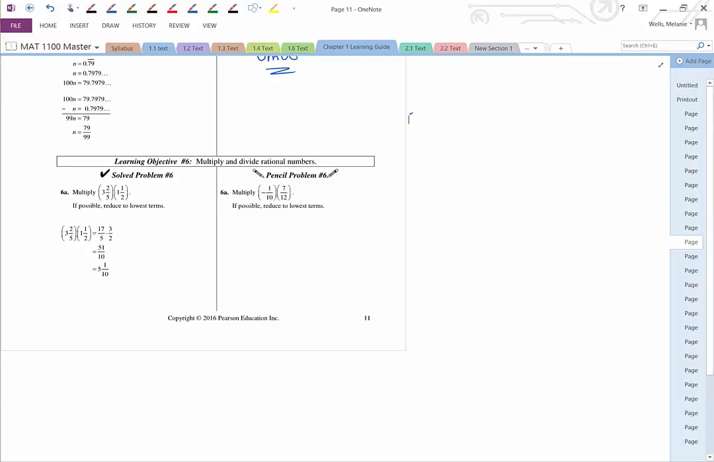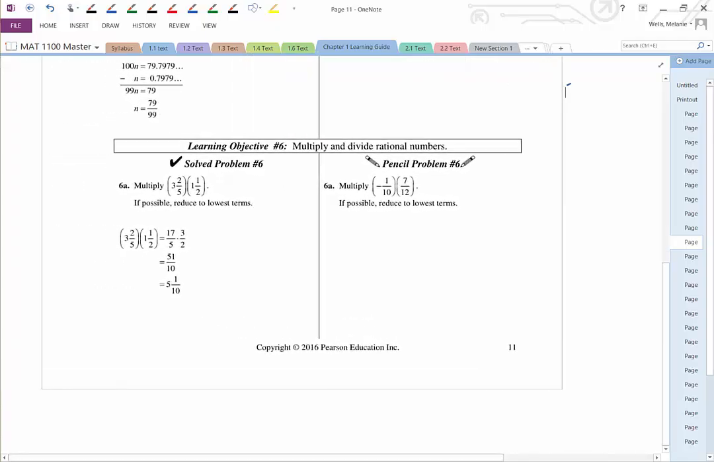Let's look at number 6A in your learning guide. This is on page 11. And we're now multiplying fractions. As we multiply fractions, it does not matter what the denominators are. They don't have to be the same like you would in addition or subtraction. You do want to look though to see if you have any common factors that could be canceled out. In this case we do not, so we're going to multiply straight across the top and the bottom.